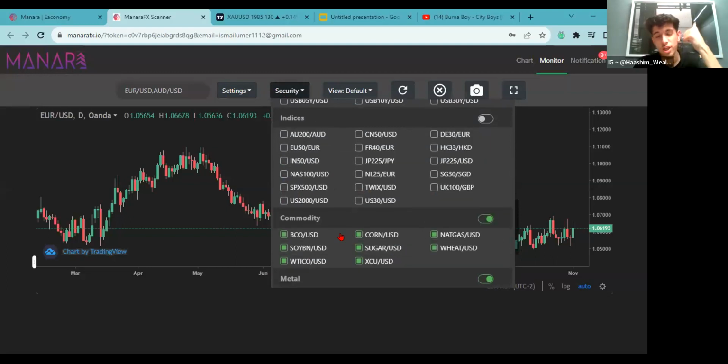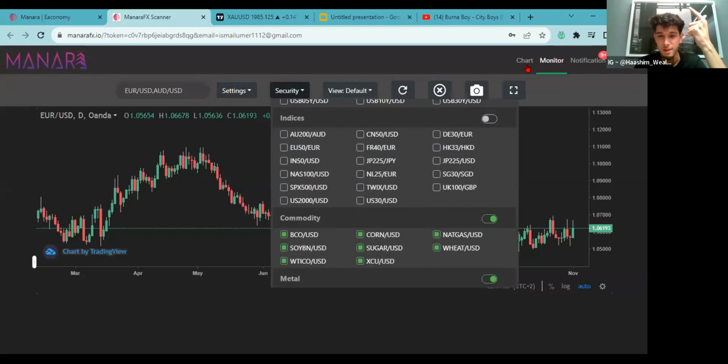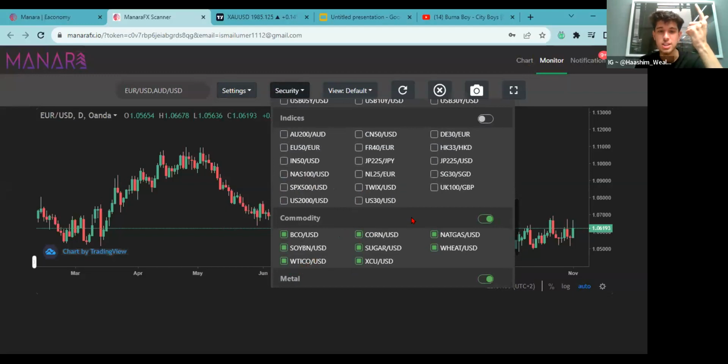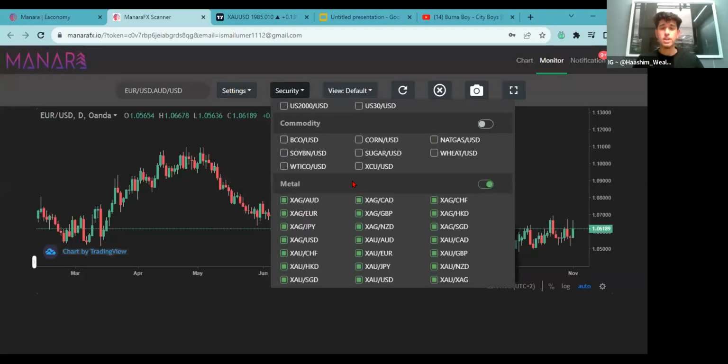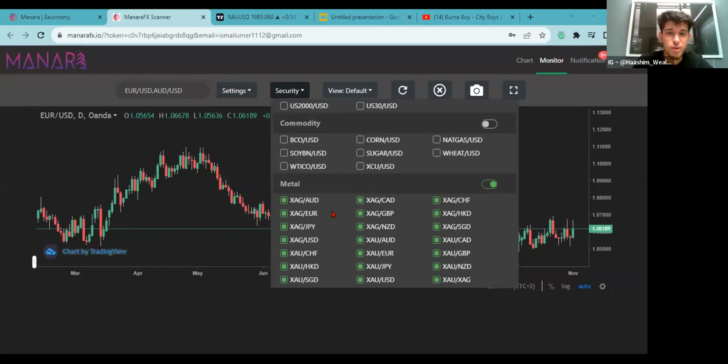Commodities, no one's trading sugar, no one's trading corn, no one's trading nat gas, no one's trading wheat. You don't need none of that, so just get rid of all of that. I'd say the only metal that you need, does anyone know what metal is the only metal that we trade? Put it in the chat. It's the only metal that we trade. That's it. Gold. XAU USD.